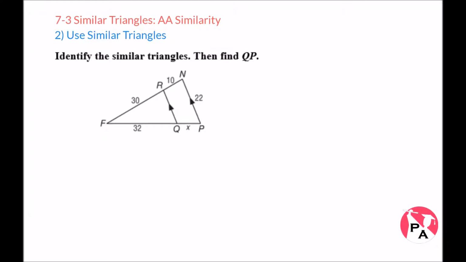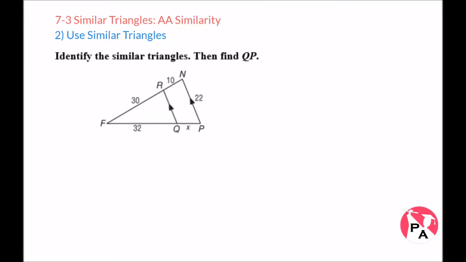So here is the last example of the video. It says identify the similar triangles, then find QP. Remember what I said in one of the previous examples: if you have a small triangle inside of a big triangle, they are 100% similar. So the small triangle is going to be similar to the big one.